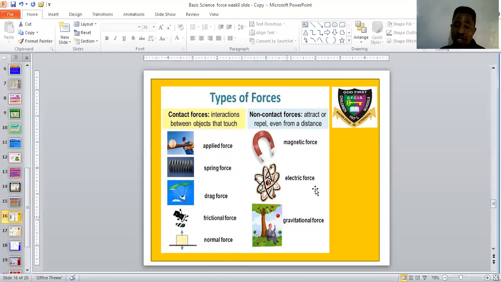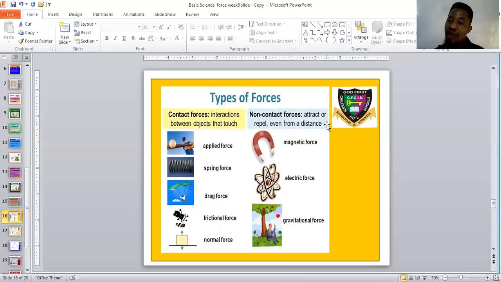And we have normal force. And for non-contact force, it attracts or repels even from a distance. The force that attracts a thing or repels a thing, especially magnets. A magnet can either attract a metal or repel a metal. Attraction means to bring it close to itself. Repulsion means to push it away.